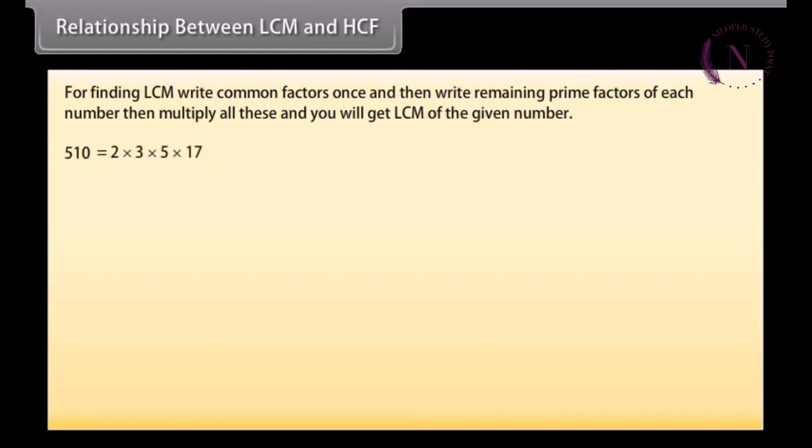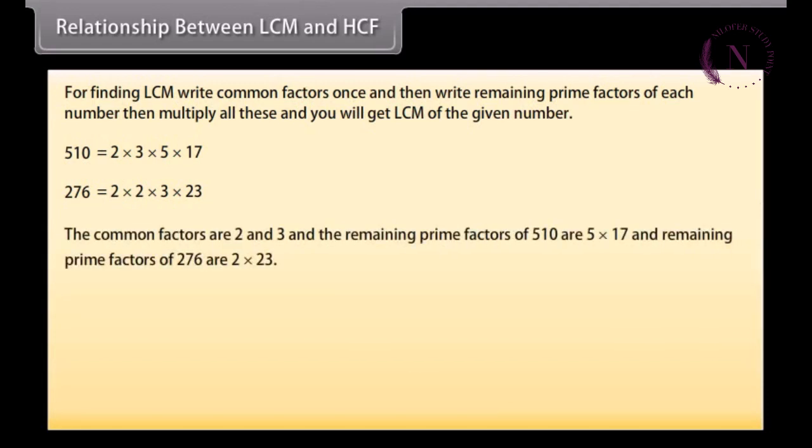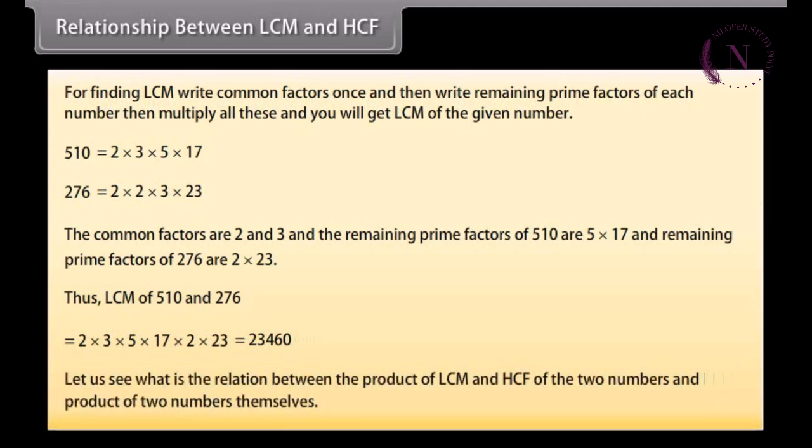510 = 2 × 3 × 5 × 17. 276 = 2 × 2 × 3 × 23. The common factors are 2 and 3, and the remaining prime factors of 510 are 5 × 17 and the remaining prime factors of 276 are 2 × 23. Thus, the LCM of 510 and 276 is 2 × 3 × 5 × 17 × 2 × 23 = 23,460.